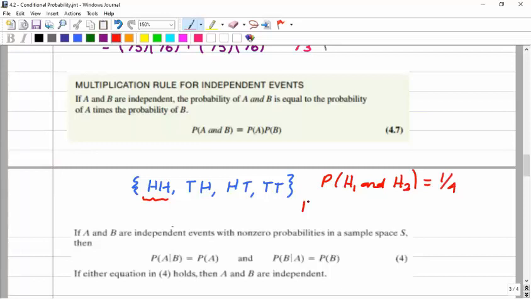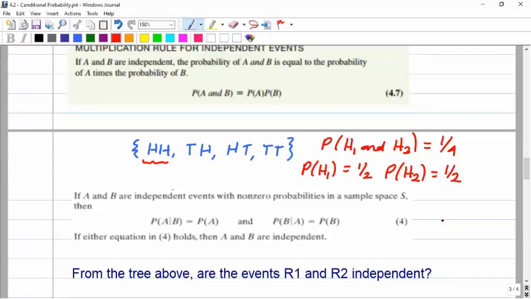The probability of head by itself on the first one, head 1, would be 1/2. Probability of head 2 would be 1/2, because it doesn't depend on the first. So you see the 1/4 equals 1/2 times 1/2. That's a way of proving it's independent. But coin flips are definitely independent.